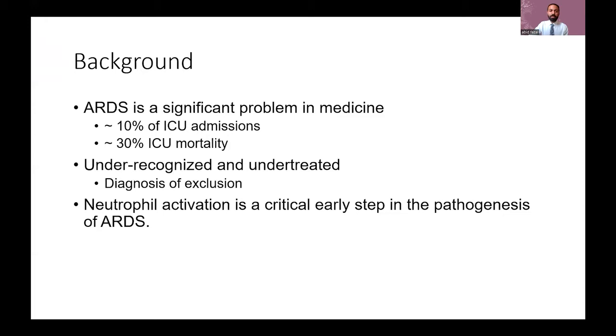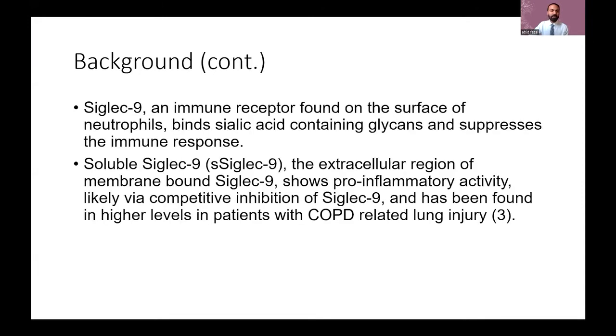And while there is much that we have to learn about ARDS, one of the things that we do know is that neutrophil activation is a critical early step in ARDS pathogenesis. Siglec-9, which stands for sialic acid binding immunoglobulin type lectin-9, is a myeloid checkpoint inhibitor found primarily on the surface of neutrophils, but also other leukocytes such as monocytes and natural killer cells. And in its membrane-bound form, Siglec-9 binds sialic acid-containing glycans and has downstream anti-inflammatory effects.